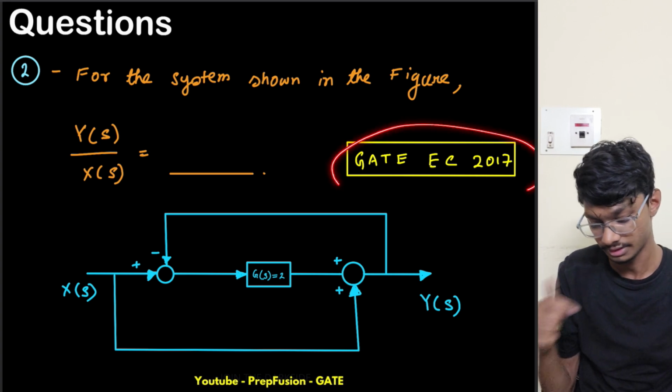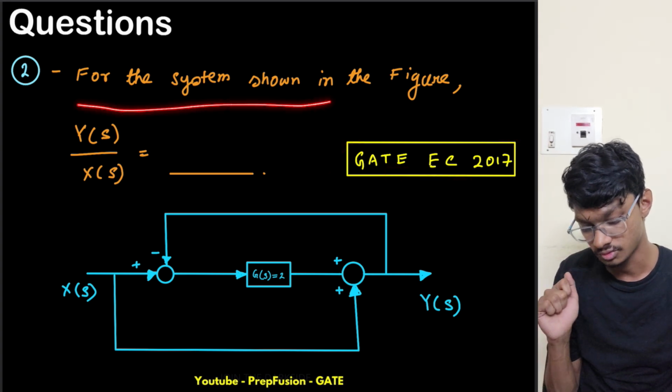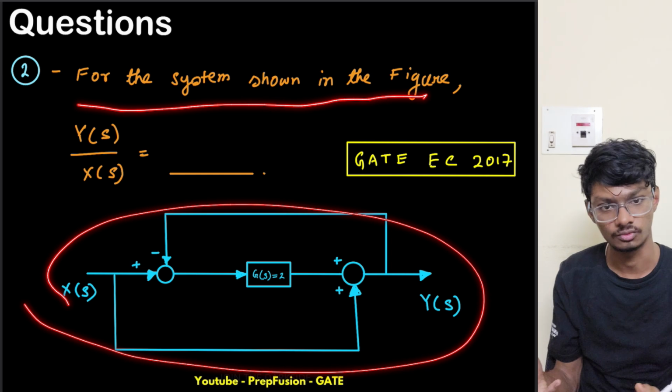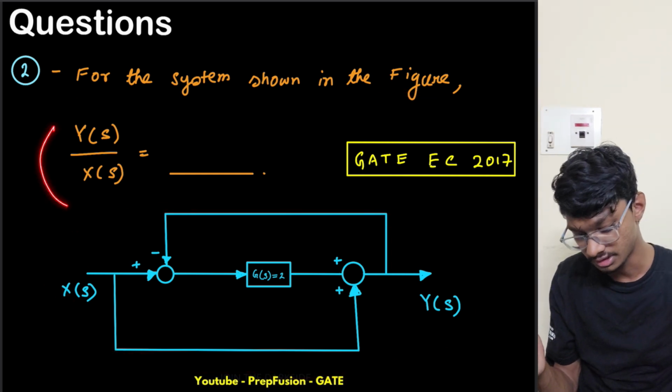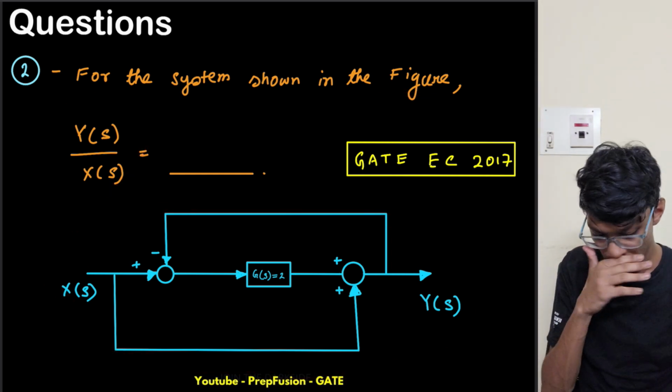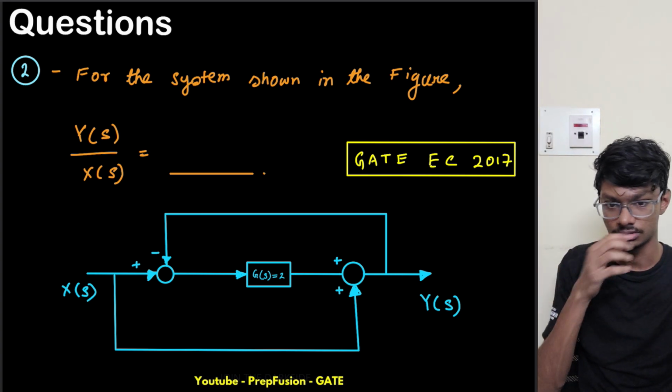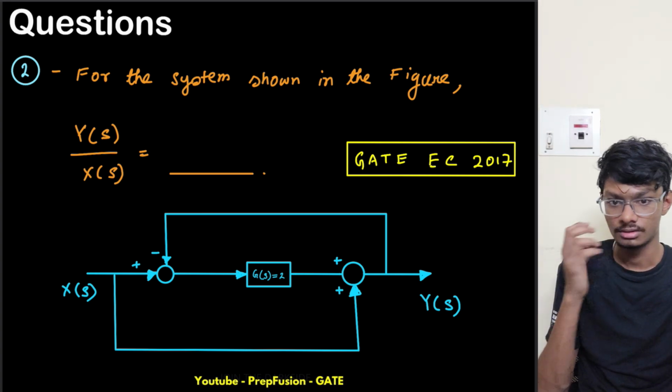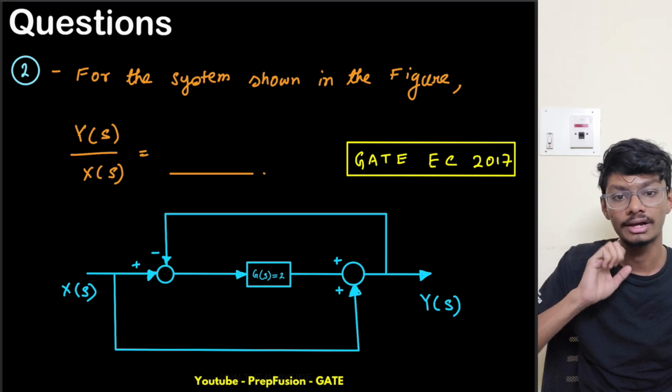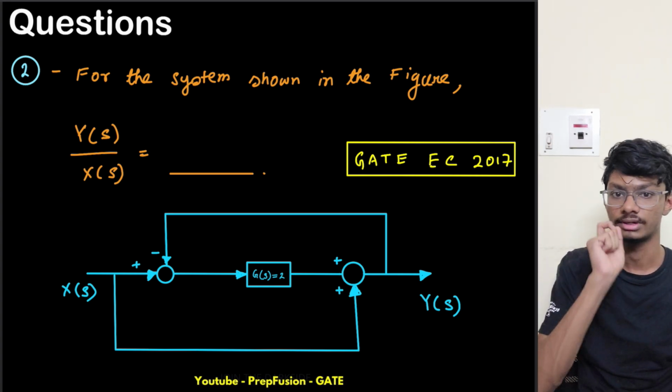So this is a GATE question, right? It is given that for the system shown in the figure, there is a block diagram shown, we have to find the transfer function, basically Y upon X, okay? So what we can do is, you can use two methods this time. The block diagram reduction method I am giving you as homework, okay?